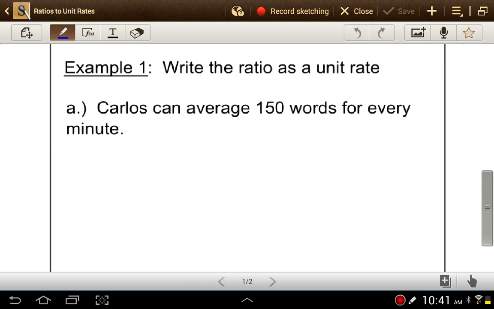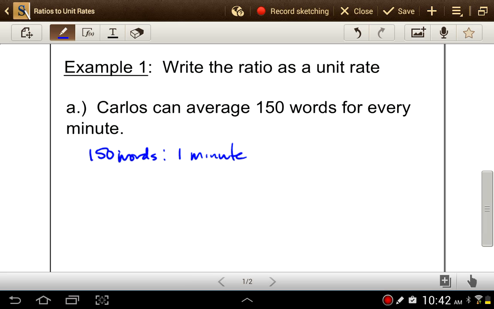Example 1. Write the ratio as a unit rate. So I have 5 examples where I'm giving you ratios, and I want you to write them as unit rates. Okay? Remember, the denominator has to be 1. Carlos can average 150 words for every minute. Okay? So he's reading 150 words for every minute. So all I'm going to do is write this ratio, 150 words to 1 minute. I'm going to write that as a unit rate, and it's going to be pretty simple.